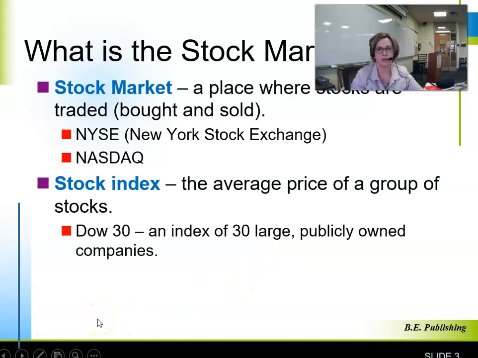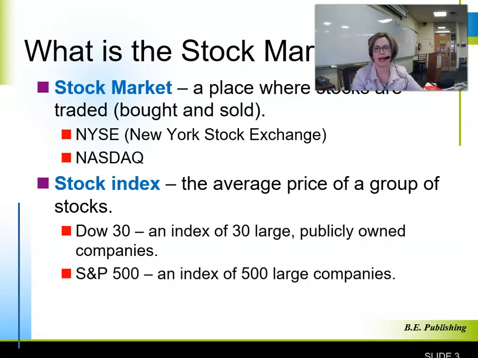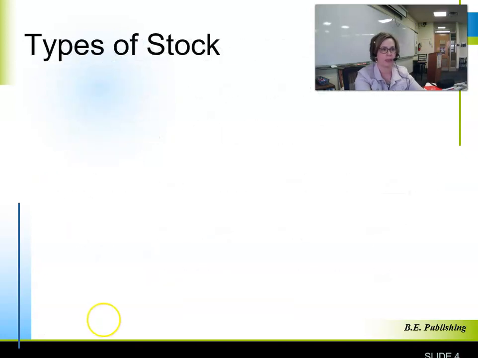So the Dow 30 represents 30 large publicly owned companies, and these indexes are reported on by the financial news every single day. The S&P 500 is a much broader index because it includes 500 companies.